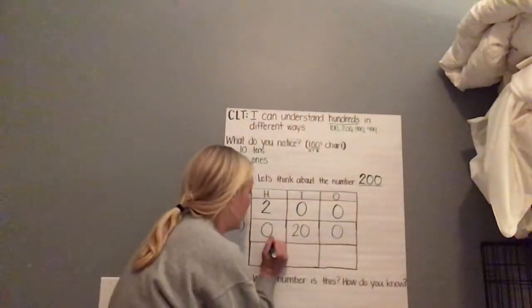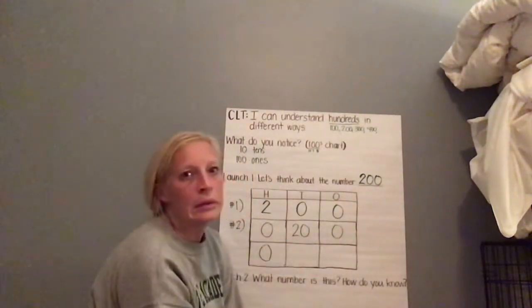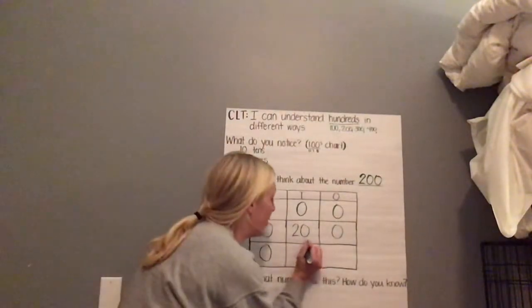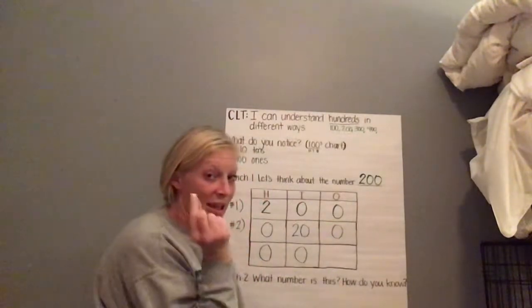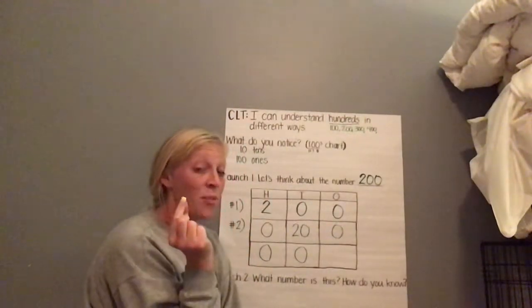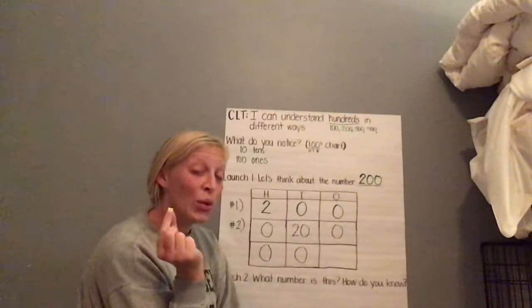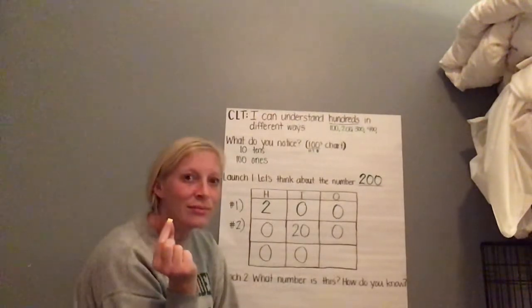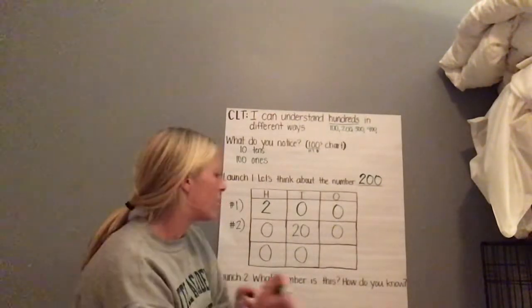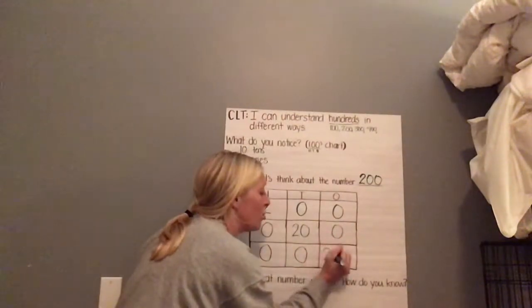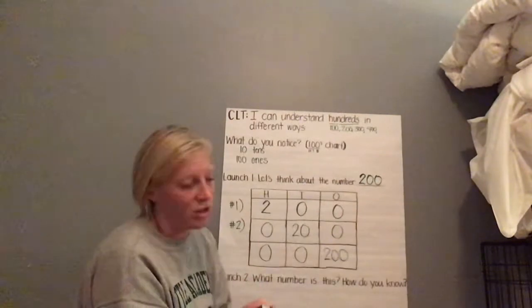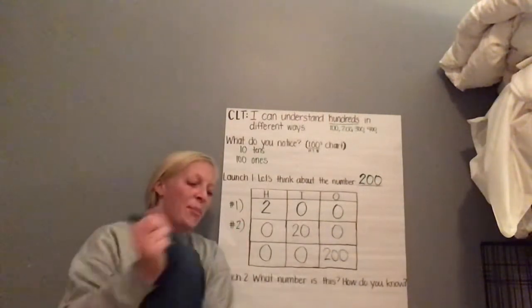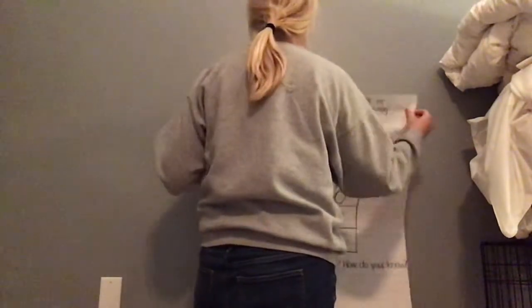What if I didn't have any hundreds and I didn't have any tens? How many of these little guys would I have to make the number 200? You all are so smart. I would have to have 200 ones to make that number 200. Now I'm going to move my paper up a little bit for us to take a peek at, okay? Because I have another thing I want to show you.